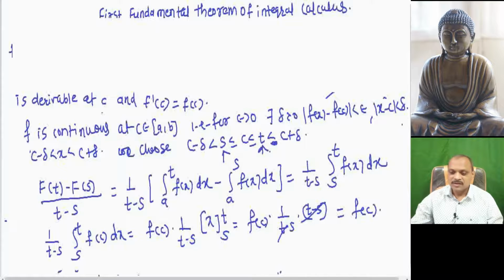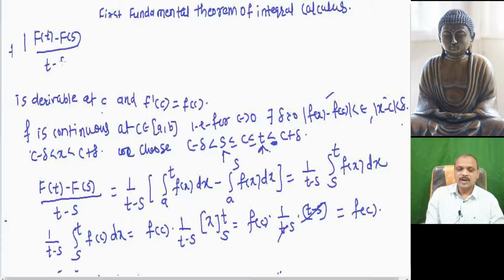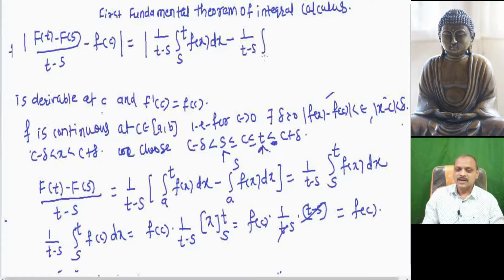The function is continuous, therefore, let us calculate now. We calculate the term mod of F of t minus F of s divided by t minus s minus f of c, equal to, what is the first term? The first term is 1 divided by t minus s integration s to t f of x dx, minus f of c into 1 divided by t minus s integration s to t f of c dx.